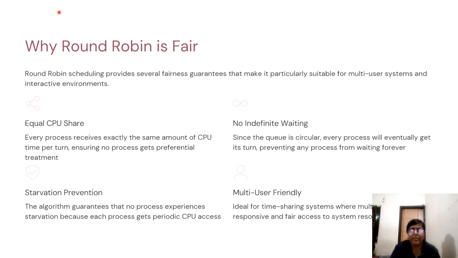Why is round robin fair? Round robin is fair because each process gets equal CPU time. No process can monopolize the CPU. Also, starvation does not occur. That's why it is suitable for time sharing systems.